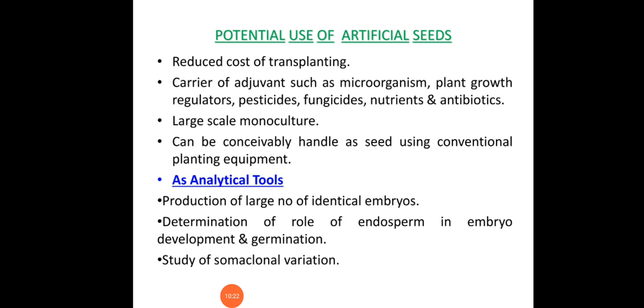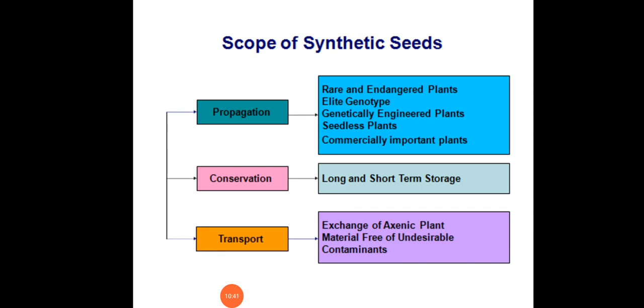So here some analytical tools are recorded. They are production of a large number of identical embryos, determination of the role of endosperm in embryo development and germination, and study of somaclonal variations. They are the potential use. The scope of synthetic seeds: first one is propagation, second is conservation, third is transport. In propagation, rare and endangered plants, allied genotypes, genetically engineered plants, seedless plants, and commercially important plants.